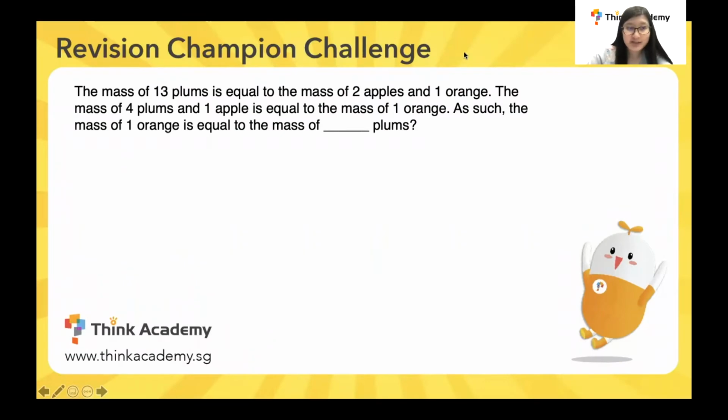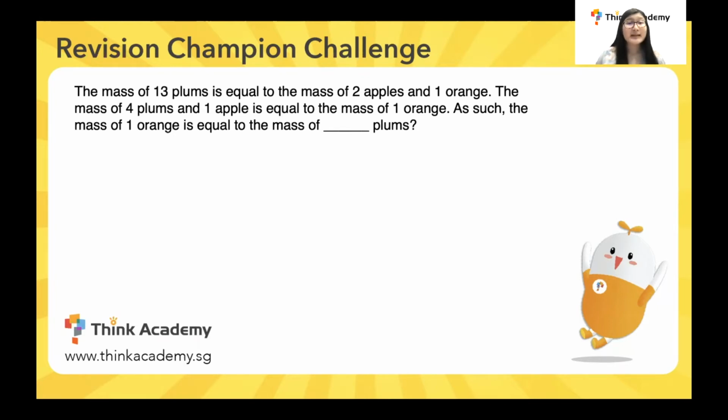In this question, the mass of 13 plums is equal to the mass of 2 apples and 1 orange. And the mass of 4 plums and 1 apple is equal to the mass of 1 orange. And so we want to find the mass of 1 orange is equal to the mass of how many plums?